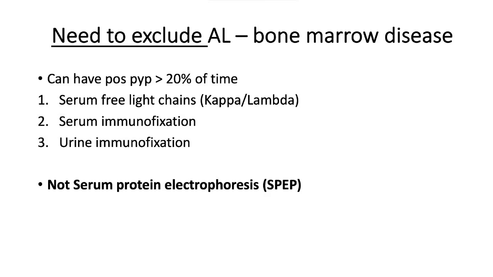You gotta check these three things at least. You gotta check the serum-free light chains, the kappa and the lambda and the ratios. You gotta check the serum immunofixation and urine immunofixation. And it's not a serum protein electrophoresis that we order. Before it was, order serum protein. Now you gotta get these three tests and you gotta exclude AL amyloid.